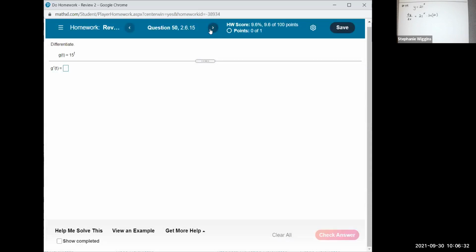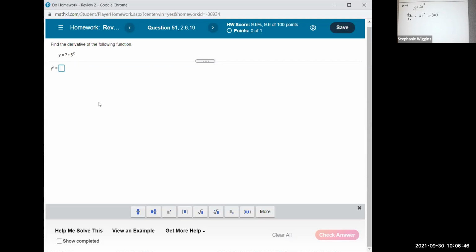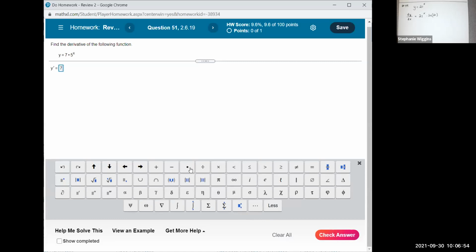Here's the same sort of problem. I'll let you do that one. Find the derivative, same sort of thing. You just copy this exactly as you see it. So 7 times 5 to the x, and then multiply by the natural log of 5. So it would be 7, and then you want to make sure you use the dot, because if you just wrote 75x, it would look like 75, and so you want to separate that.